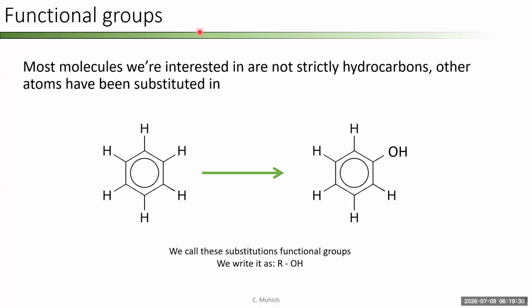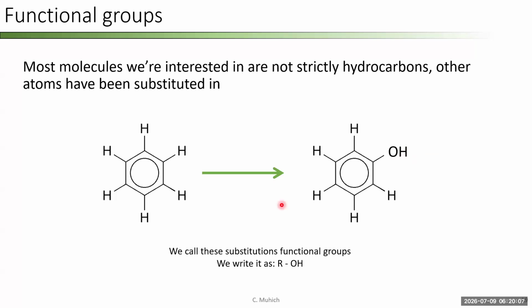For many molecules that we're interested in, we don't have just purely hydrocarbons. One of these hydrogens has been removed and replaced with some other set of atoms. We call these substitutional groups or functional groups. They're called functional groups because it changes how the molecules behave.